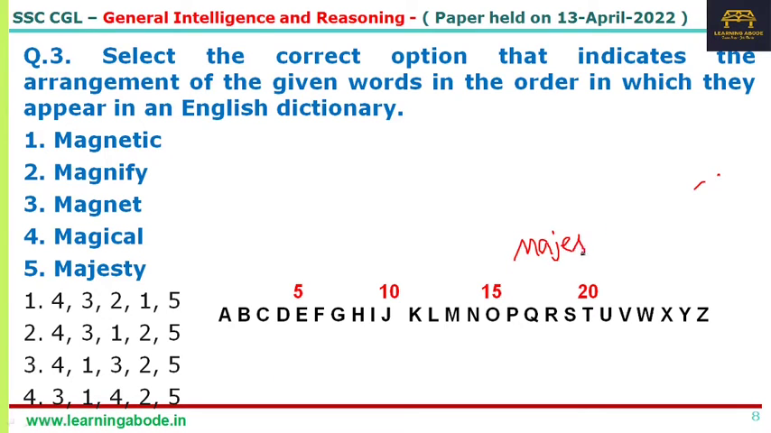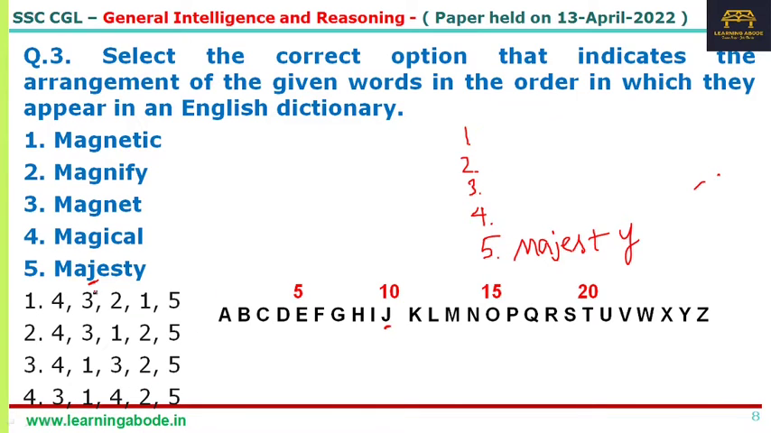Anyhow, that's easy to guess because 4 of these words have G in common, and the fifth word has got J. G comes before J, so the word with J will be the last word. Okay, so majesty is the fifth word. Now we are supposed to find out the arrangement of the remaining 4.